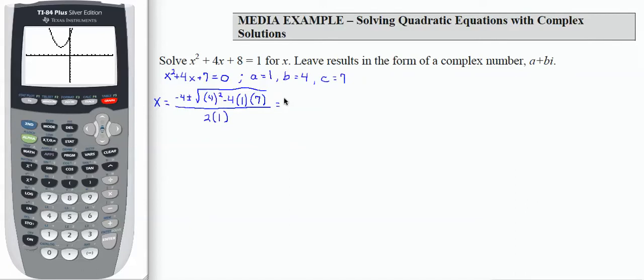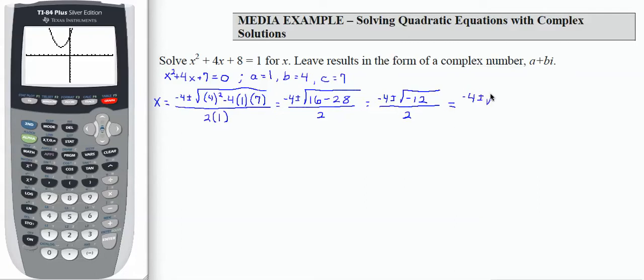Let's simplify where we can. I get negative 4 plus or minus square root. 4 times 4 is 16. I have a minus sign and no other negative, so that's going to be negative 4 times 7, 28, divided by 2 times 1 is 2. If I combine underneath my square root, I get square root of 16 minus 28 is negative 12, divided by 2.